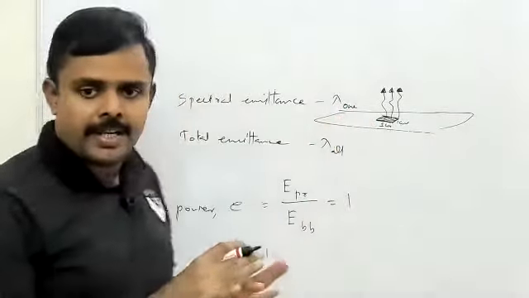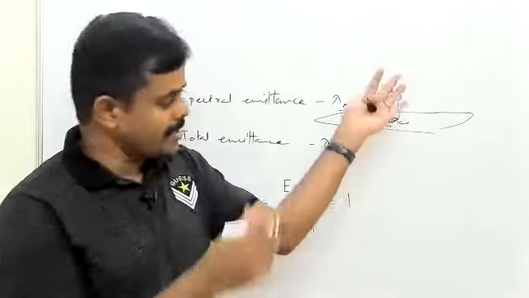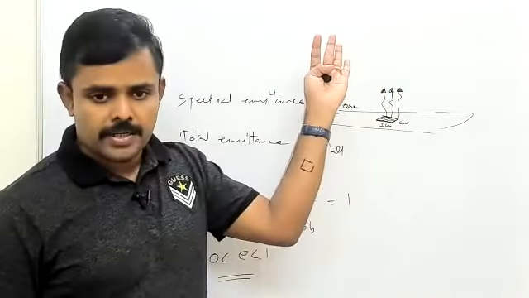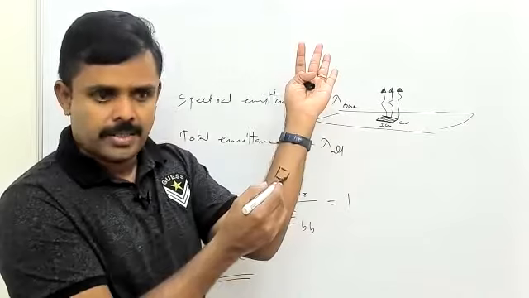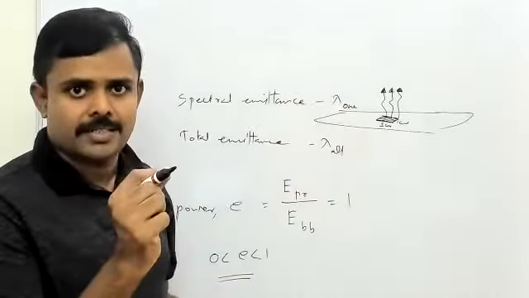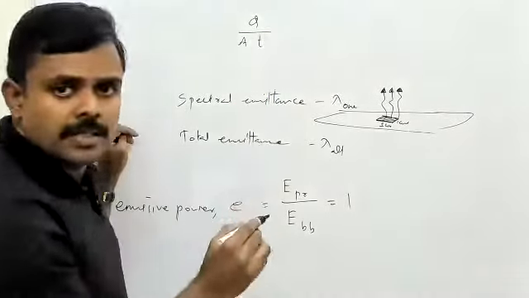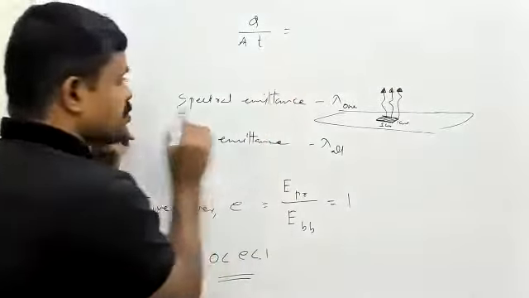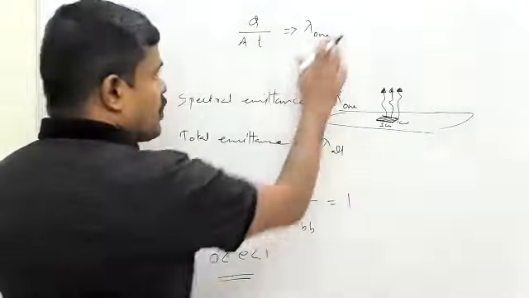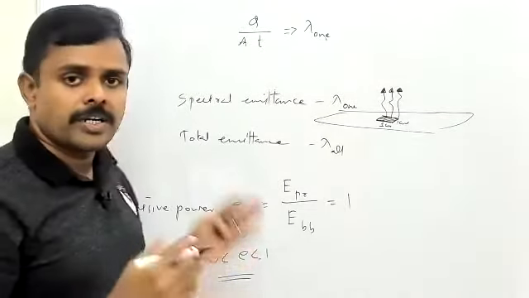I've taken a body that emits radiations. Okay, just imagine it is my body. I'm drawing a square here, 1 centimeter length, 1 centimeter breadth. And from this area, how much energy is emitted per second? So energy emitted per area per second is called what? Spectral emittance, if it is for only one wavelength. And what is total emittance?